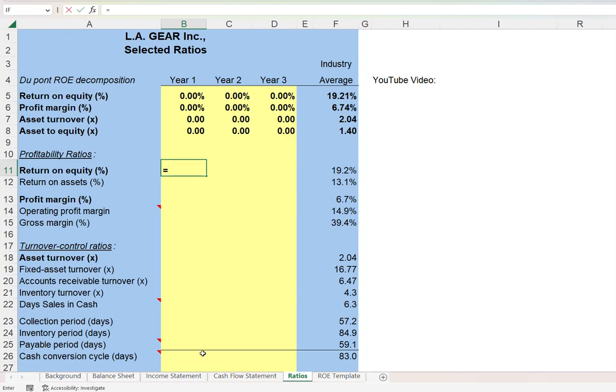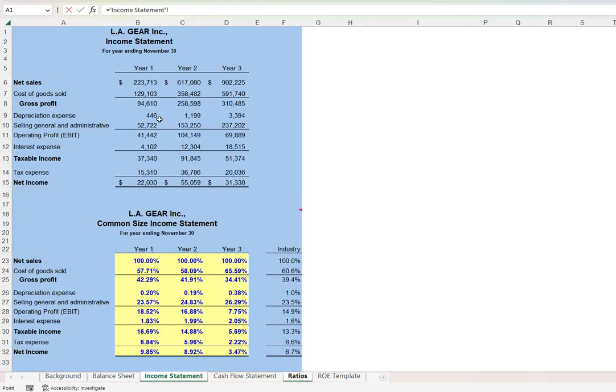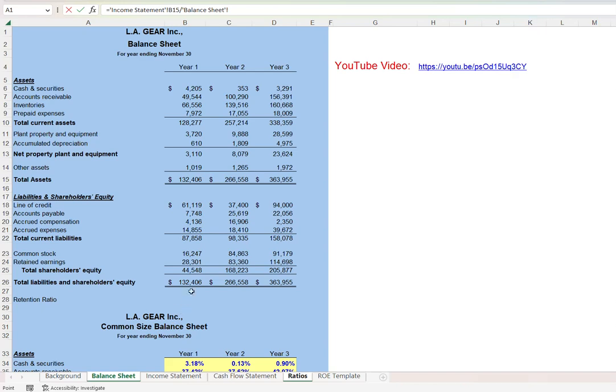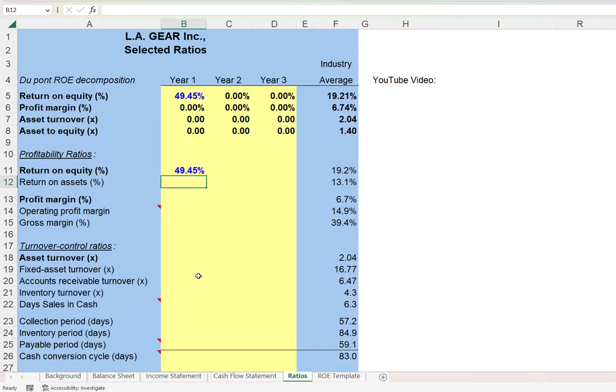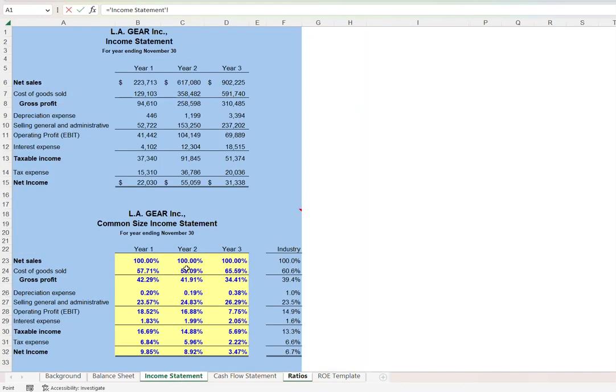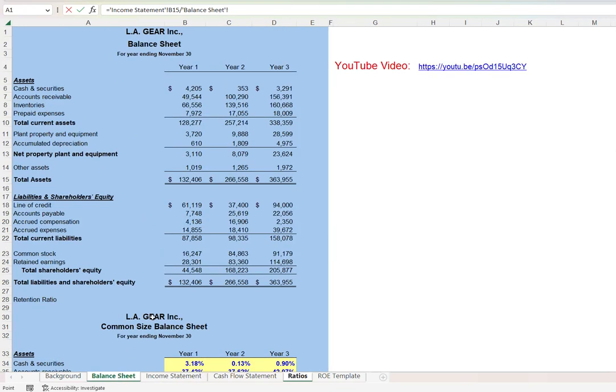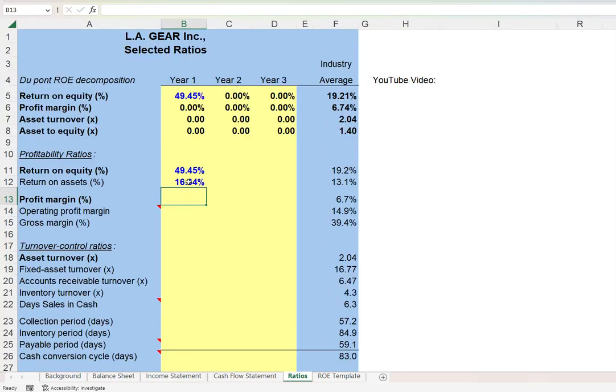So let's begin by picking up net income for year 1. So equals, go to our income statement, click on year 1 net income of $22,000, and we wanted to divide that by equity. So we go over to our balance sheet, and then we click on total stockholders' equity of $44,000. For our return on assets, again, equals, go to our income statement, click on our net income, then divide by our total assets on our balance sheet of $132,000.